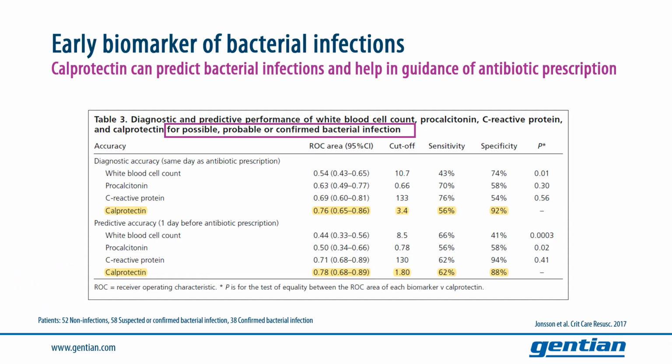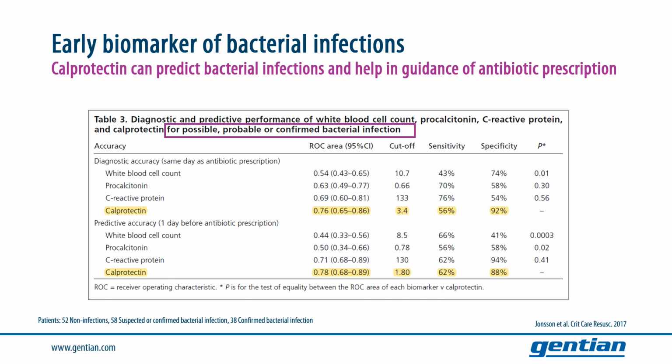This first paper I want to highlight showed that calprotectin levels can be a predictor of bacterial infections and the need for antibiotic treatment. As you see in the table, with a cutoff of 3.4 mg per liter, calprotectin can be used for diagnosis, hence the same day the antibiotic treatment is started. But with a cutoff of 1.8 mg per liter, calprotectin was even able to predict the need of antibiotics one day before, which means the antibacterial treatment could be started earlier.